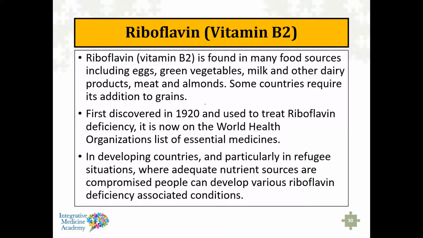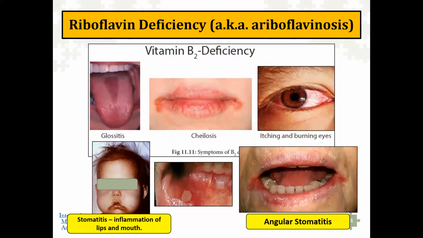Now, in developing countries, and particularly in refugee situations or communities under extreme environmental stress, where there is a lack of nutrients, people can end up getting deficiencies in riboflavin. There are a number of different conditions associated with that. Some of these you may see in your practice if you're doing physical exams, so keep a lookout. Ariboflavinosis is another name for riboflavin deficiency.